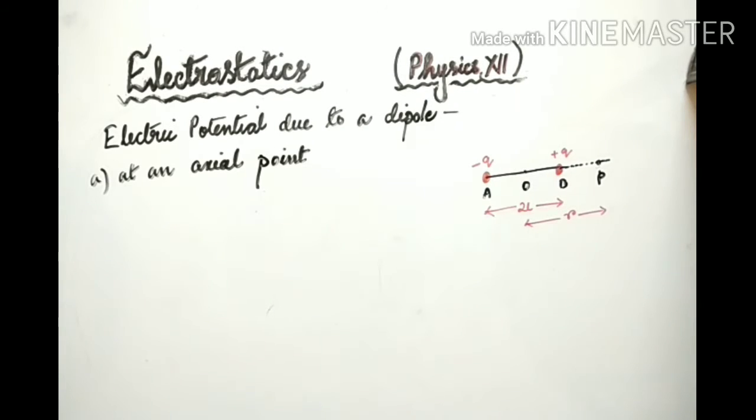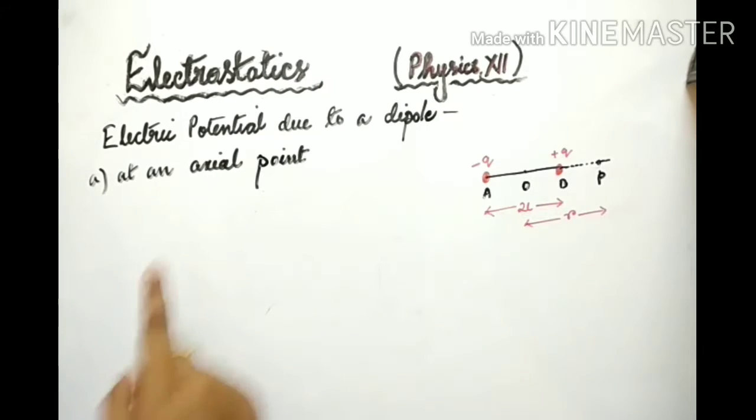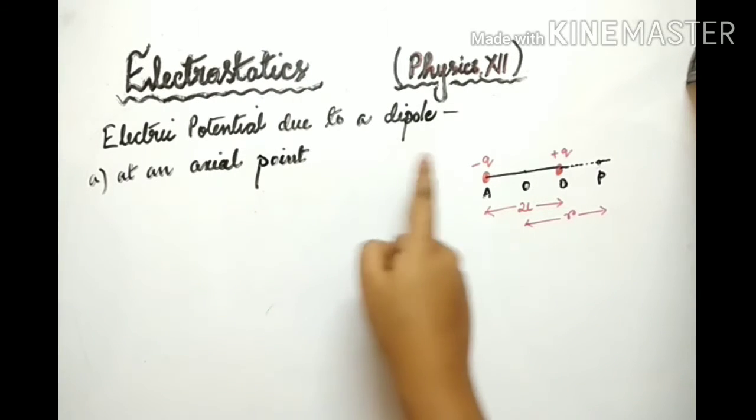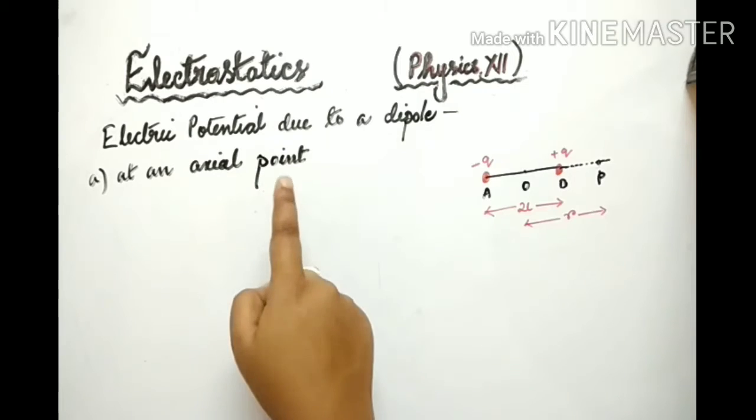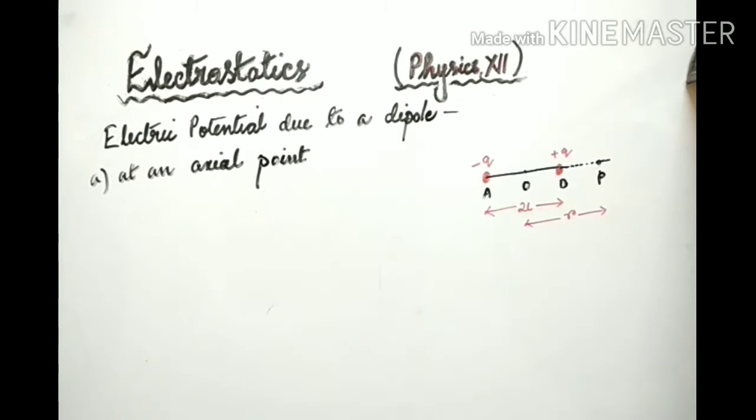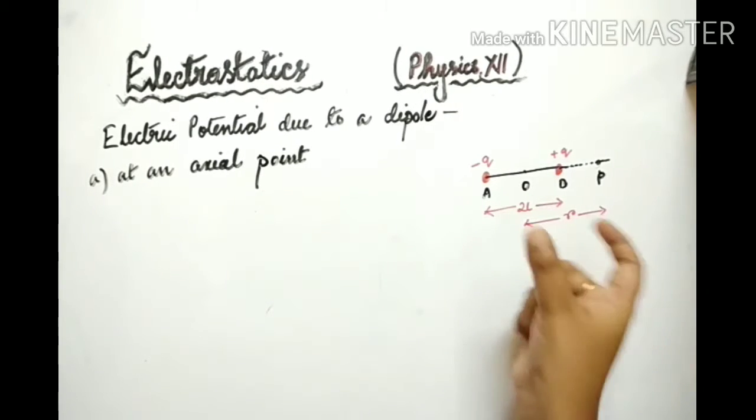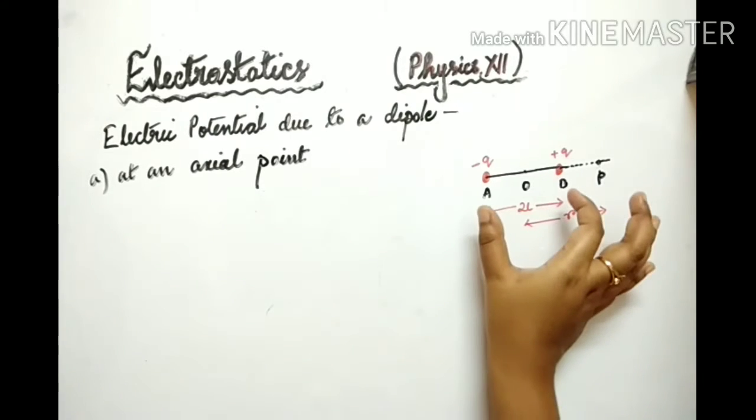Everyone, in this video we are going to discuss electric potential due to a dipole. And let us first discuss electric potential due to a dipole at an axial point. So for this, we will draw a dipole first.